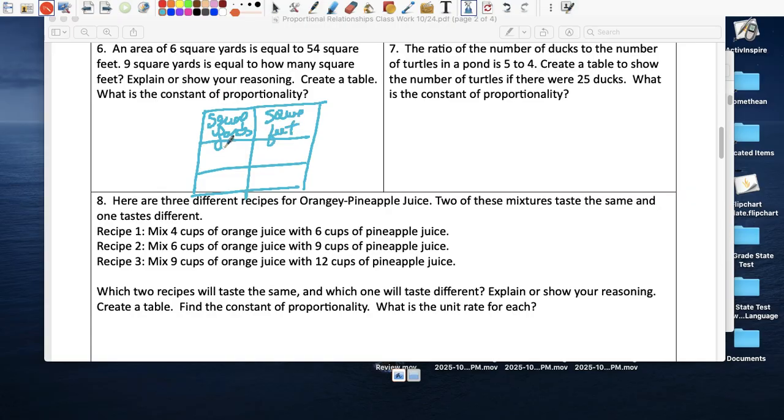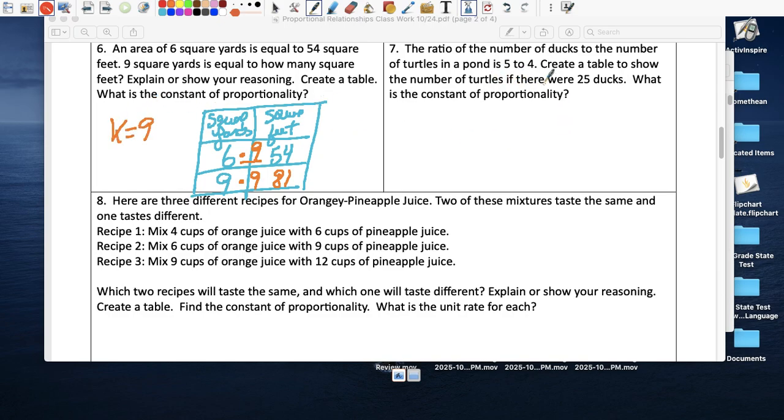So this is 6. I get 54. And then they're asking us what happens if you have 9 square yards. How many square feet will that be? So we're looking for the constant of proportionality. We're missing this number. 6 times something is 54. Well, obviously we know that it's 9. So the bottom here would be 9, and 9 times 9 is 81. So the constant of proportionality, K, equals 9.